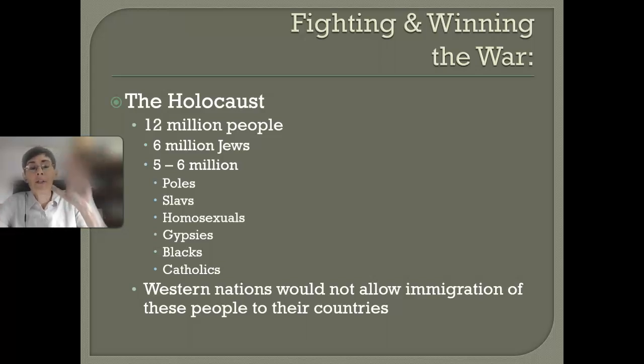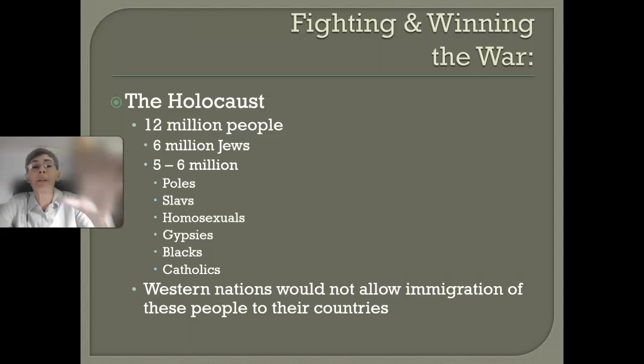Now, the thing that is also horrible about this is that Western nations would not allow the immigration of these people to their countries. Several ships containing about 1,000 Jews came to the United States asking for asylum. We sent them back. We sent them back to die in German concentration camps.